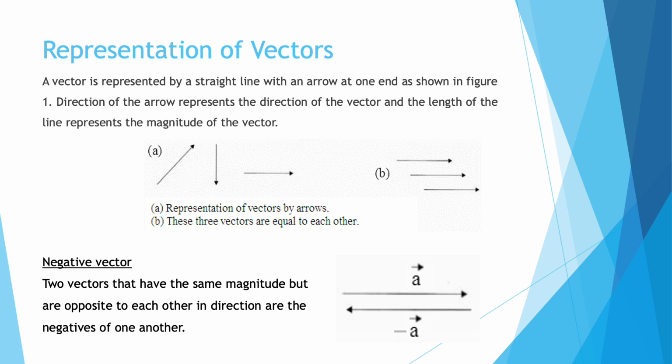Then negative vector. Two vectors that have the same magnitude but are opposite to each other in direction are the negatives of one another. Here vector A and vector minus A, both the vectors have the same length. Their magnitude is same but they are in opposite direction. Then we can treat these two vectors as negative vectors.